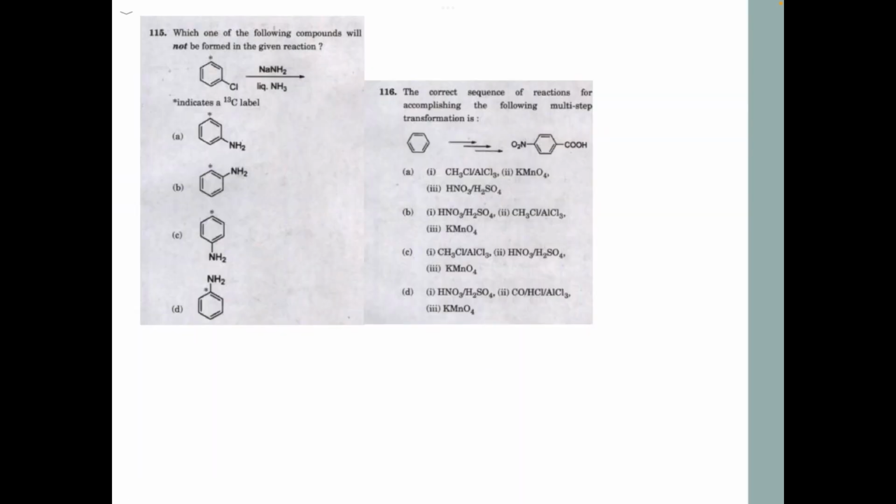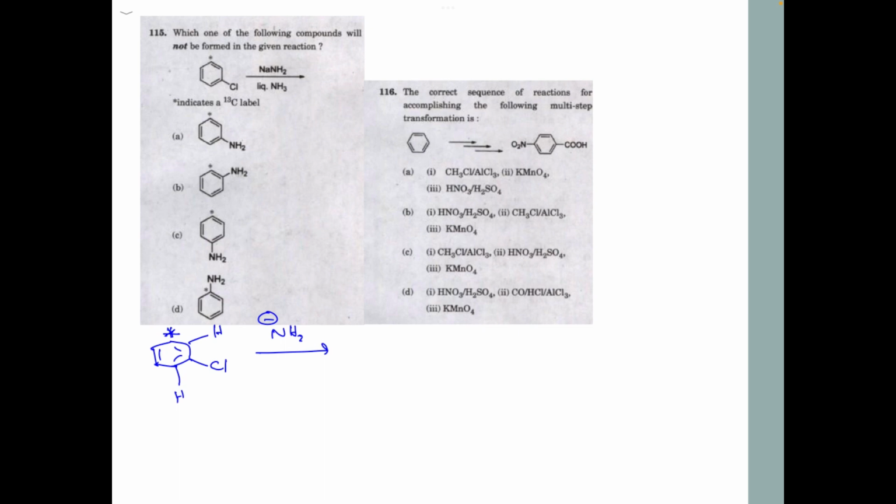In the next question, they asked which one of the following compounds will not be formed in the given reaction. This reaction goes via the benzyne mechanism because we have chlorobenzene and they have given a strong base, sodium amide, and the reaction has been done in liquid ammonia. So we will have the benzyne formation as intermediate. This carbon is the labeled carbon. We have two hydrogens, so we have two possibilities to remove the proton and form the corresponding benzyne intermediates.